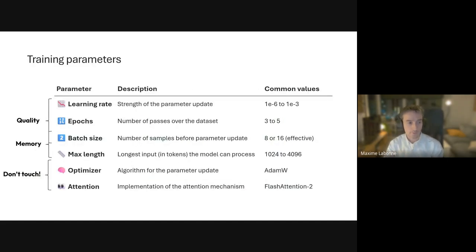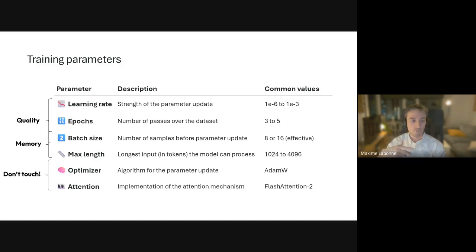In terms of training parameters, I just want to highlight a few of them that are very important. The most important one is the learning rate. The learning rate controls the strength of the parameter updates. Every time that you train on a batch of data, this will update the parameters of your model. And this basically controls how strong the update should be. If it's too strong, you're going to be too noisy because the parameters keep going in one direction then the other. And if it's not strong enough, you are going to very, very slowly train your model, which is not great either. So this is a parameter that you need to optimize, and that's probably the most important one.